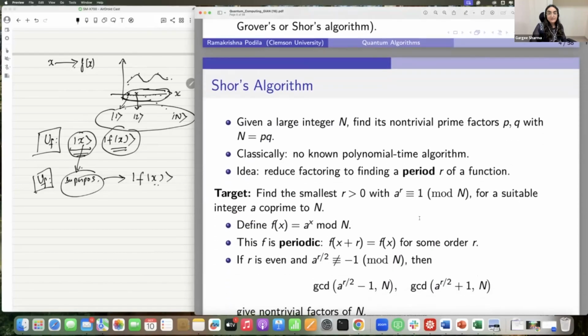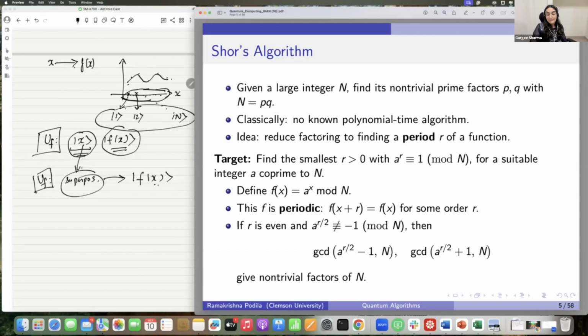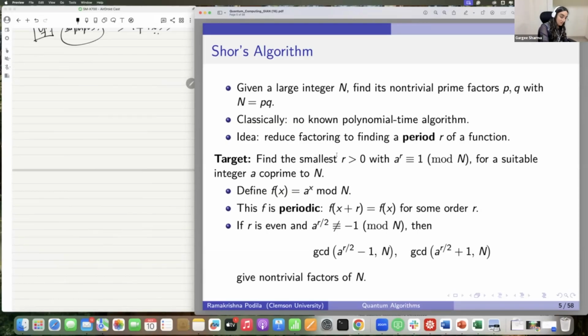So what I'm going to do is walk you over quickly through Shor's algorithm. That will give you some flavor of how these things could be done, and then Professor Ram will go over the more formal stuff and Grover's algorithm. Shor's algorithm is basically the factorization problem that I was mentioning earlier.